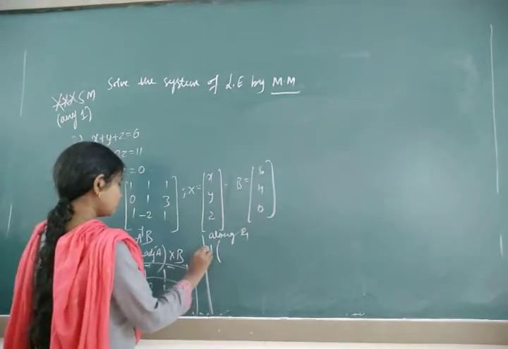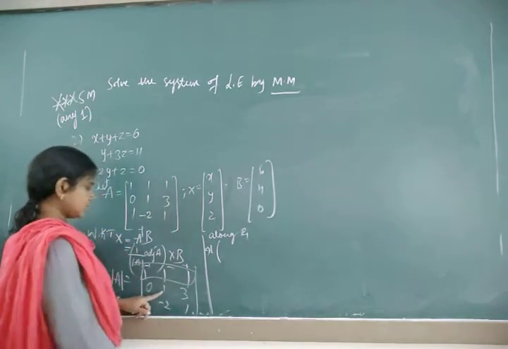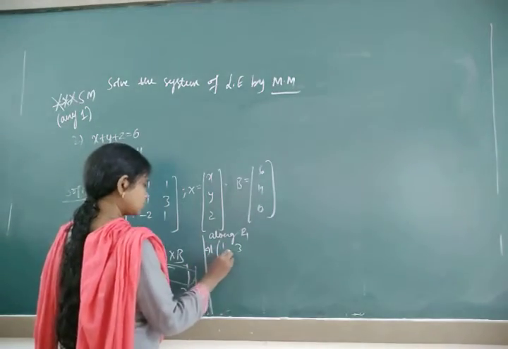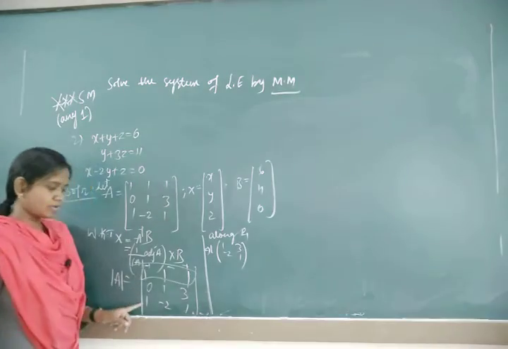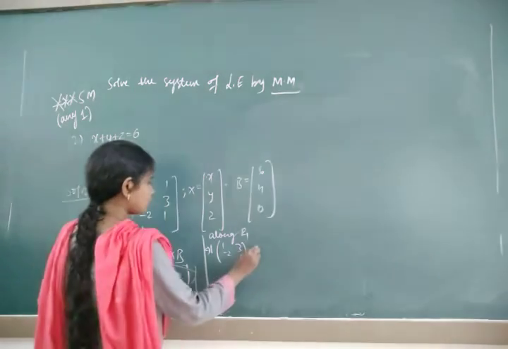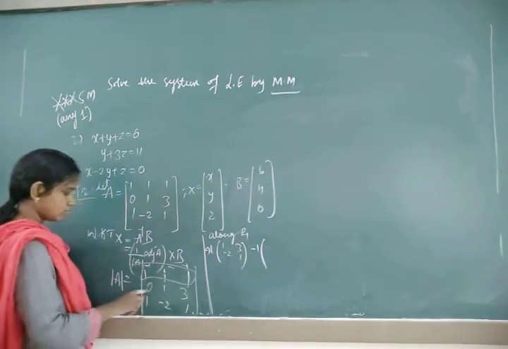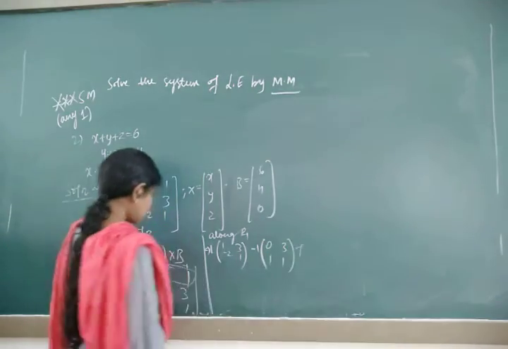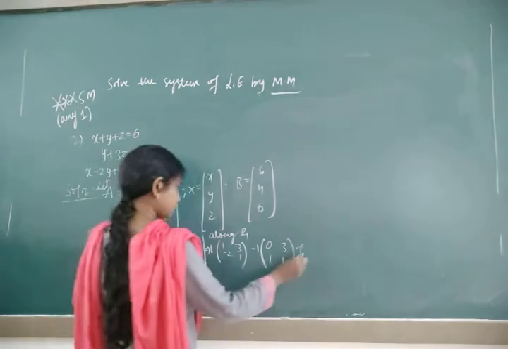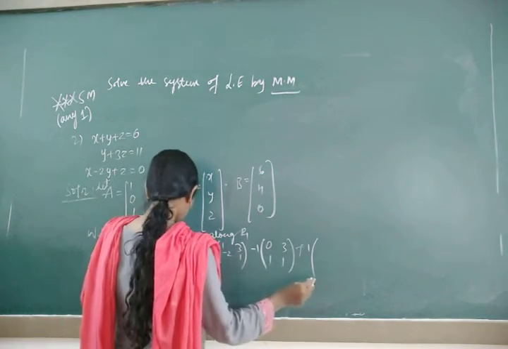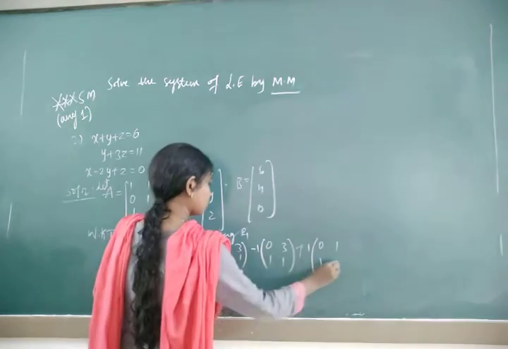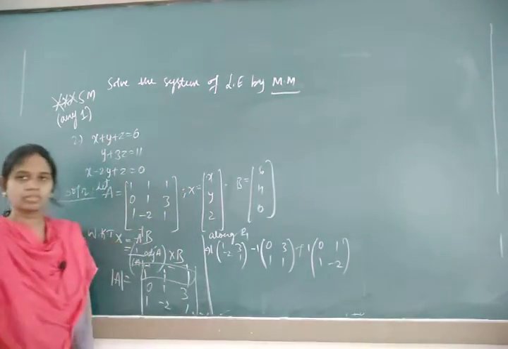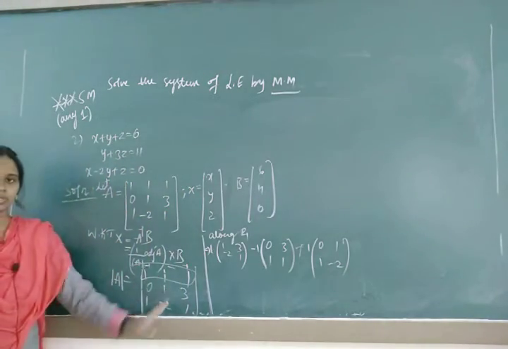So 1 of, it's a 1 3 minus 2 1 because first column will be closed. Now second column will be closed. Minus 1 of 0 3 1 1, plus 1 of, it's a 0 1 1 minus 2. Close 1 by 1. Okay.